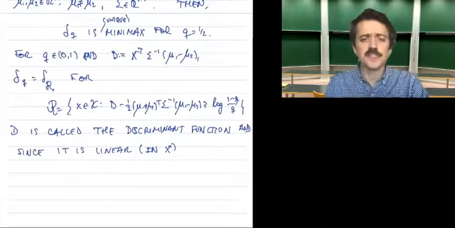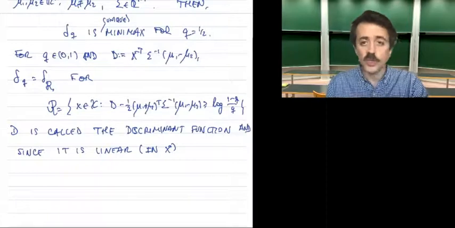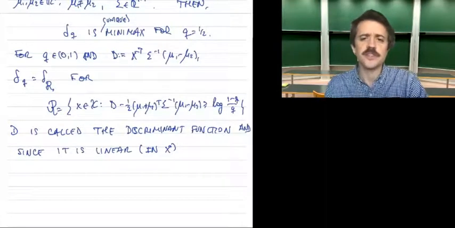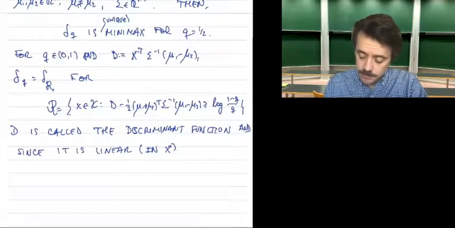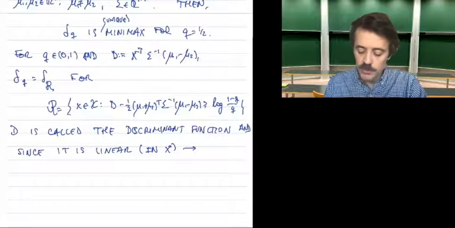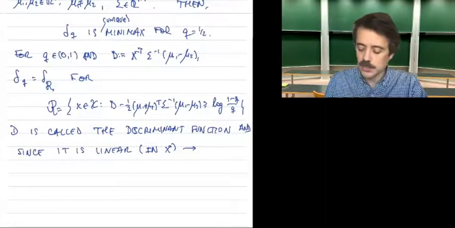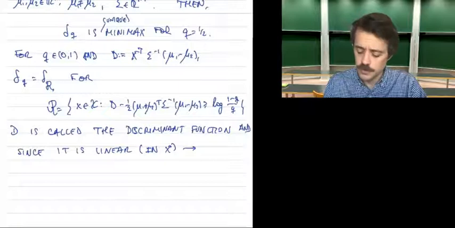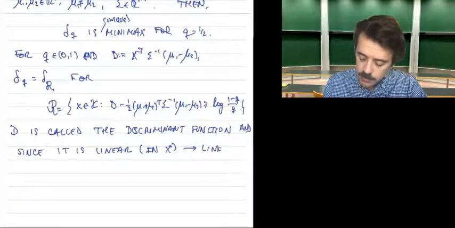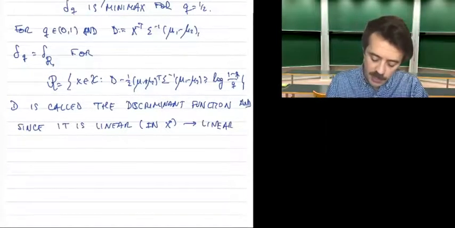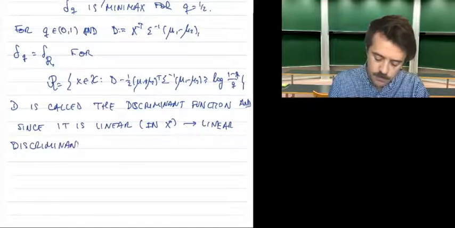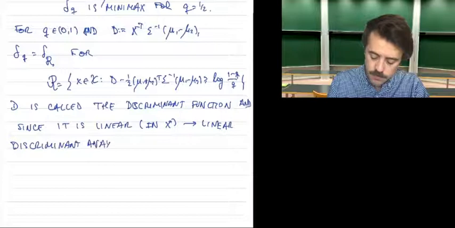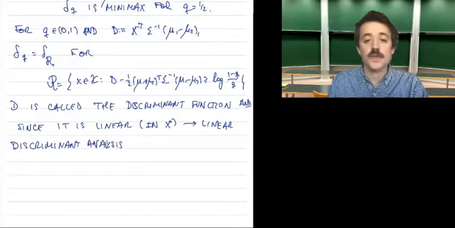If you say that an estimator or a rule is linear or nonlinear, then it generally means just in terms of the x. So since it is linear, this analysis, this classifier and this classification approach is called linear discriminant analysis.